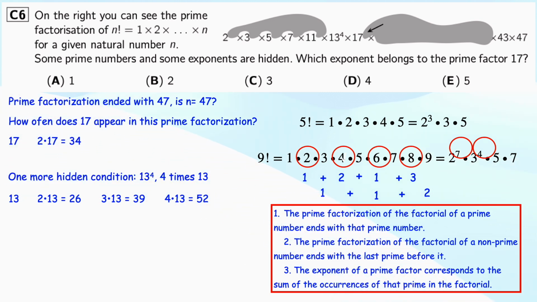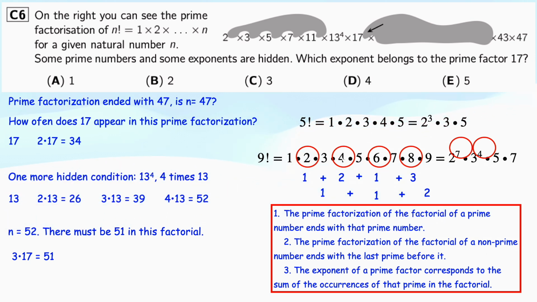Since 52 comes after 51, we know that 51 is also included in the factorial. Which means it also contains another factor of 17. Thus, we conclude that the exponent of 17 is 3. The correct answer is C.